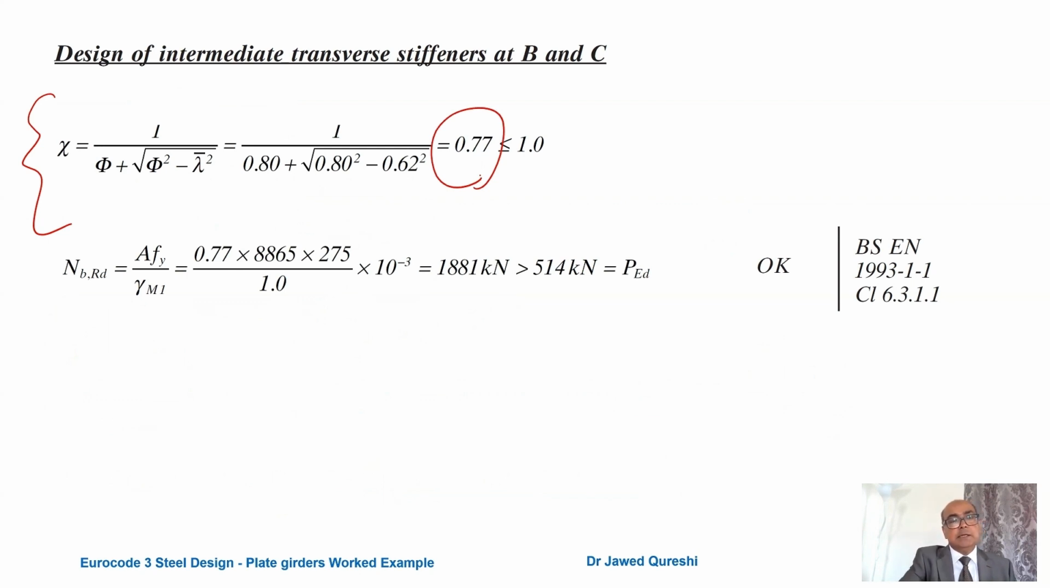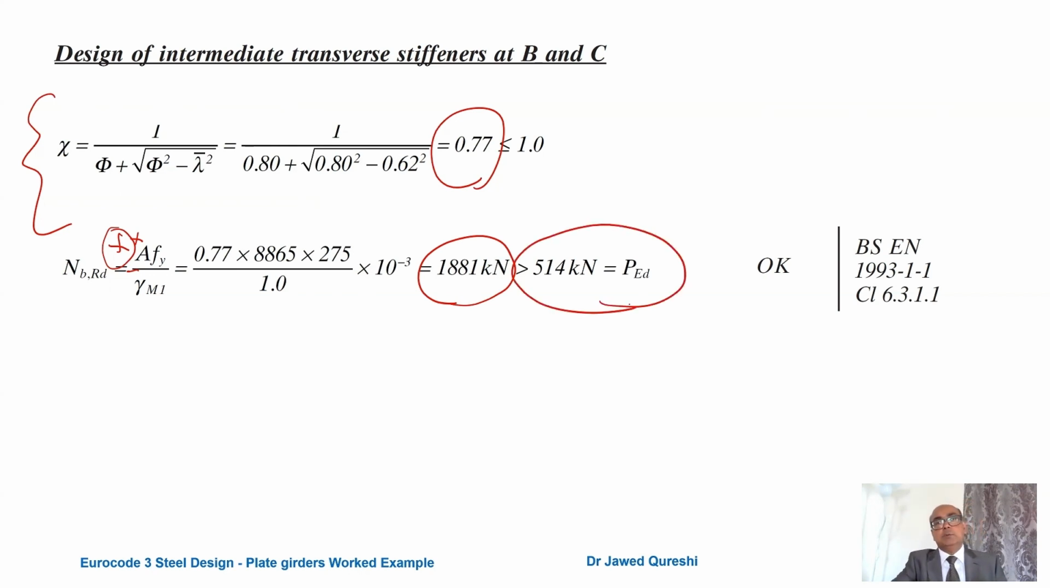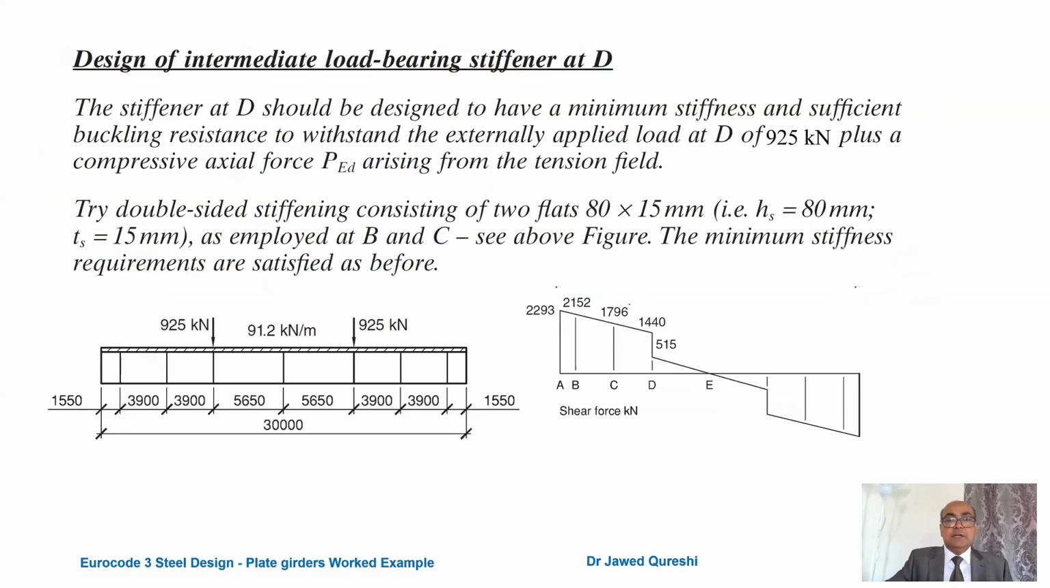Now N_b,Rd will be equal to reduction factor times A f_y over gamma M1. The gamma M1 is missing here, so we need to add this: reduction factor times A f_y over 1. If we put all these values, you can see that I've got N_b,Rd as 1881 kilonewton, which is greater than the applied load that we worked out. It means that the stiffener is fine. Now, stiffeners at B, C, and CD have to be designed in the same way. Now, I will design the stiffener at D.